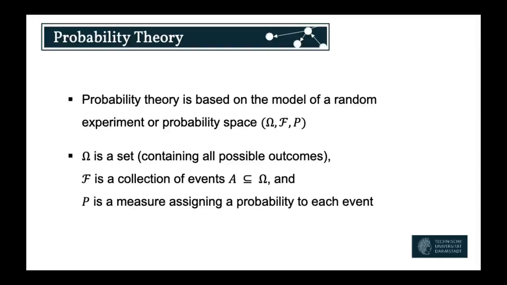F is a collection of events, A, right? So A, B, C, all these kinds of different events, which are subsets, so potentially even equal to omega. And P, the P that you usually denote the probability with, is actually a measure. It's assigning a probability to each event, right? It's a special case of measure theory where we have certain conditions, like, for example, that probability can never exceed 1 and so on and so forth.